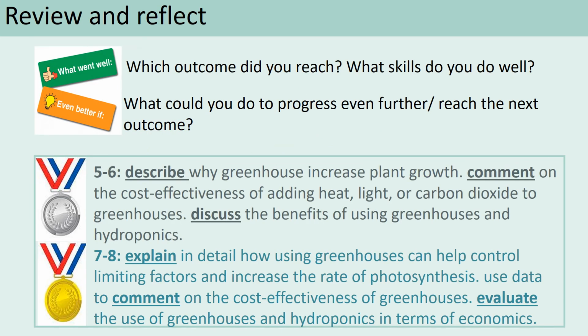So that is it from me today. Hopefully we can talk about some of the ways in which greenhouses increase plant growth, and also try and talk about the cost effectiveness of those. Discussing the benefits of using greenhouses and hydroponics, why the farmers actually do that. For 7 to 8, explaining how using greenhouses can help control limiting factors. So having heaters in will obviously reduce temperature as a limiting factor, things like that. Using data to comment on the cost effectiveness of greenhouses, which is involved in the last question, and evaluate the use of greenhouses and hydroponics in terms of economics. So using that yield for the farmers, the profit, how it is advantageous to use these different methods.